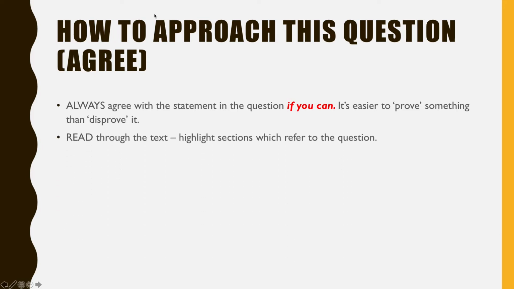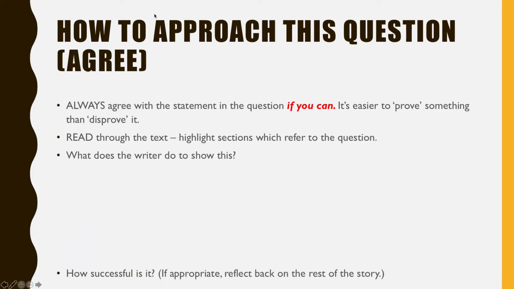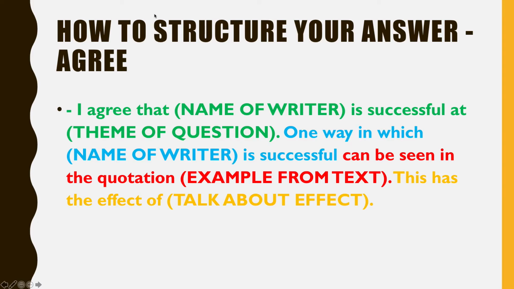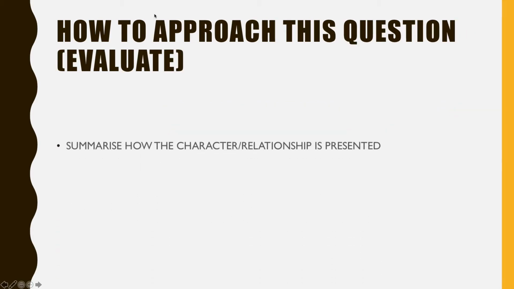So again, read through the text, highlighting the sections which refer to the question. What does the writer do to show this? How successful is it? And if appropriate, reflect back on the rest of the story. So there's a certain structure here: I agree that the writer is successful at presenting the character. One way in which he does this is in the example, which has the effect.